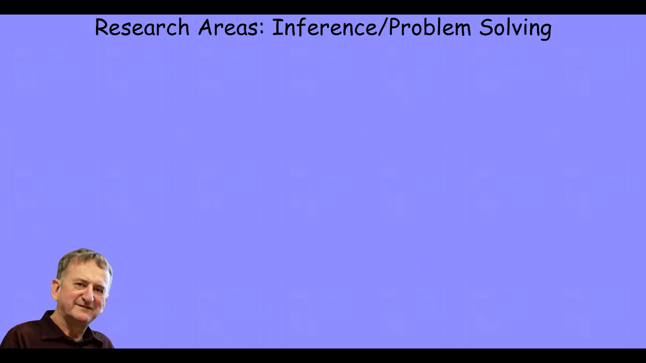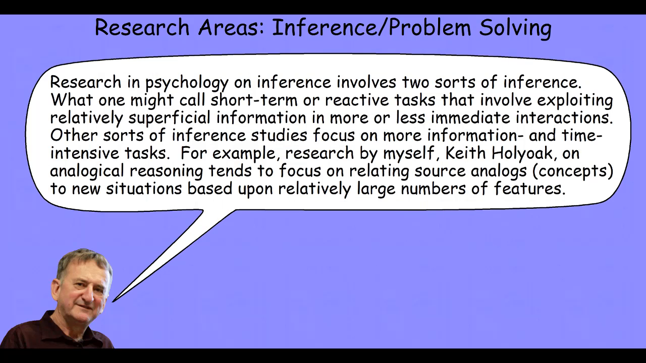Finally, research into inference and problem solving falls into two general areas as well. So research in psychology on inference involves these two different sorts of inferences. On the one hand, we have what one might call short-term or reactive tasks that involve exploiting relatively superficial information in more or less immediate interactions. That sort of STI information that we saw in the semi-symmetrical cone of conceptualization.